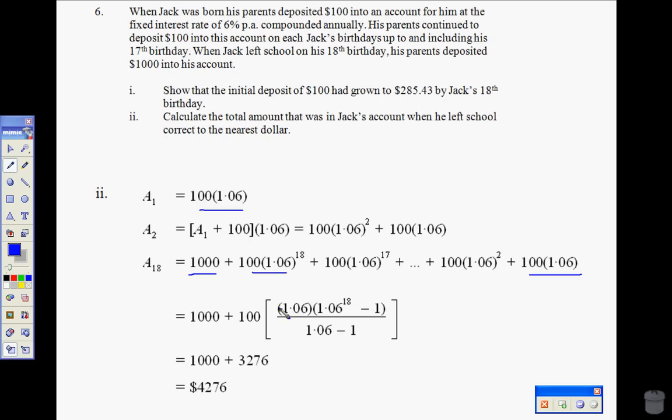So this part here comes down to a geometric progression. Factorise the 100 out. Our first term would be 1.06. Our ratio is 1.06. And we've got 18 terms because there were 18 payments, the one when he was born, and then everything up until his 17th birthday. So we substitute that in. There's the R to the n minus the 1. Comes out to 3,276 plus the 1,000 that they put in on his 18th birthday, gives him $4,276 for that amount.